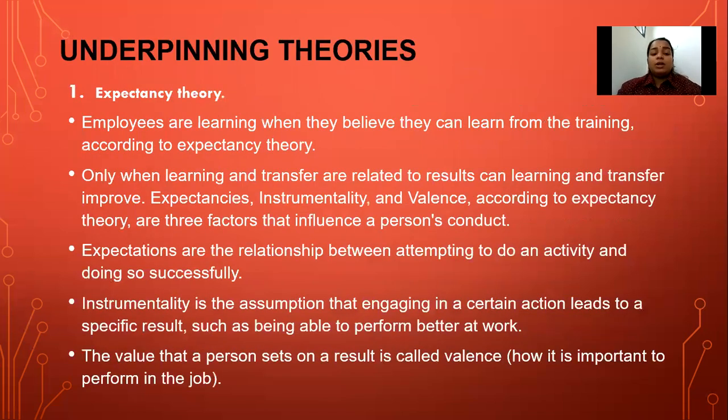There are two theories which I conclude in this research. The first is expectancy theory, where employees learn when they believe that they can learn from the training. According to the theory, only when learning and transfer are related to the result can learning and transfer improve. Expectancy, instrumentality, and valence are three factors that influence a person's conduct. Expectancy is the relationship between attempting to do an activity and doing it successfully. The value that a person sets on a result is called valence, how important it is to perform in a job.